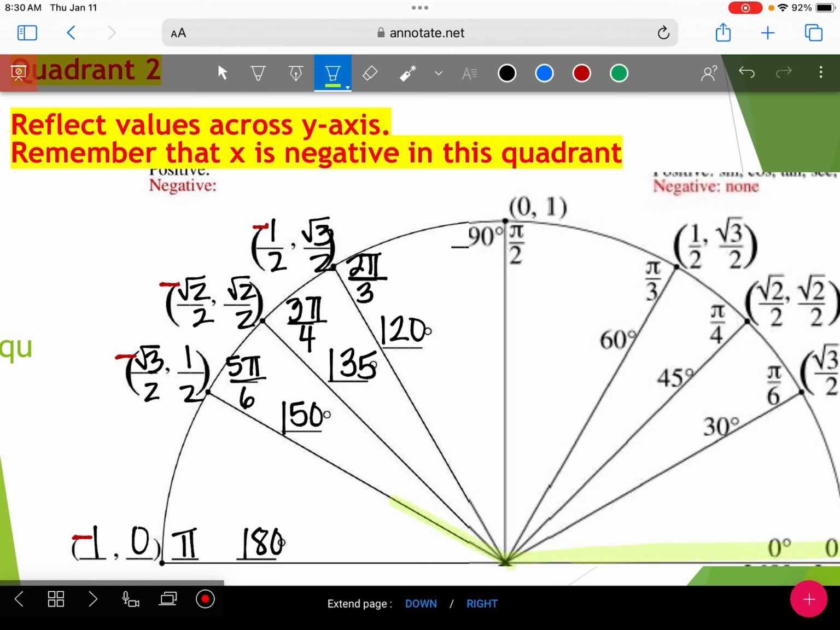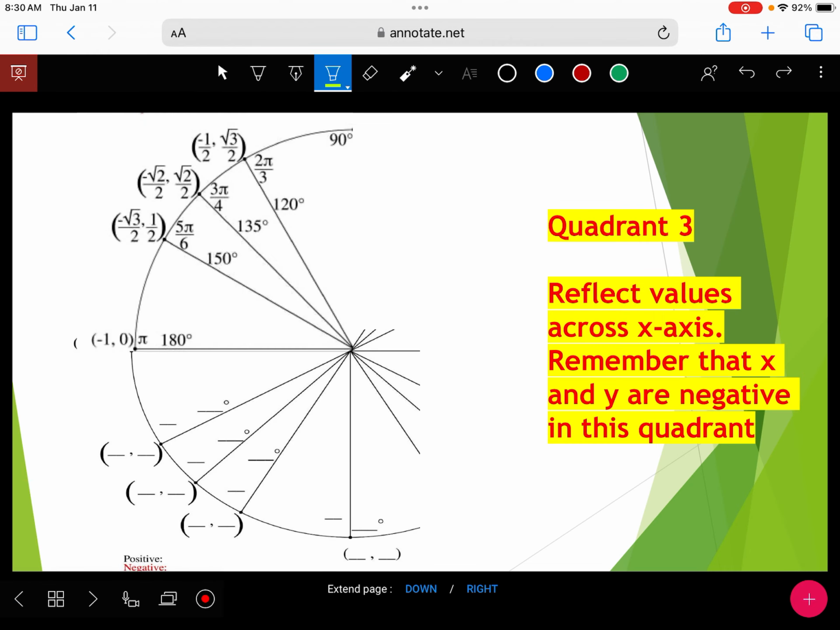So what I'm saying is that this is a 150 degree angle. And this is a 180 degree angle. This is a 60 degree angle. So that's what I'm saying. Okay. All right. So now let's go to quadrant 3. Did you say the pattern for the radians? I'm going to go to that at the very end after we fill out the whole unit circle.